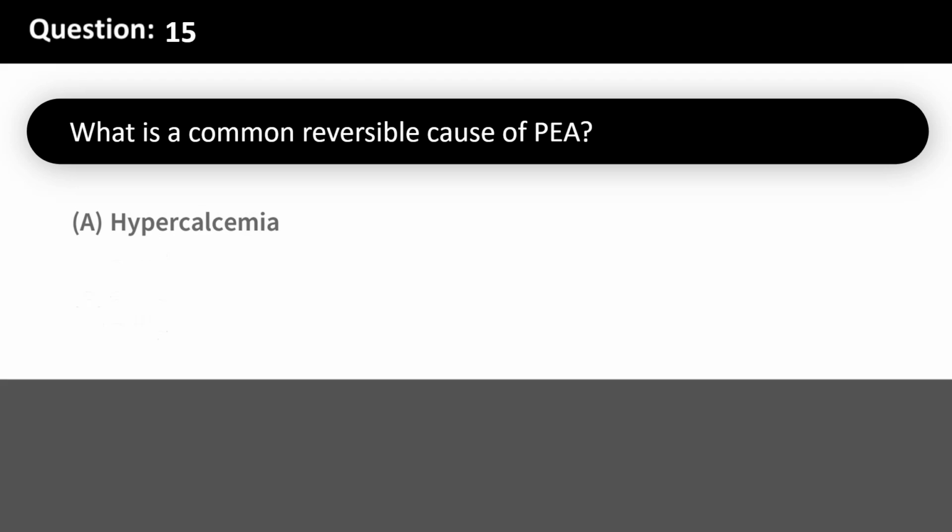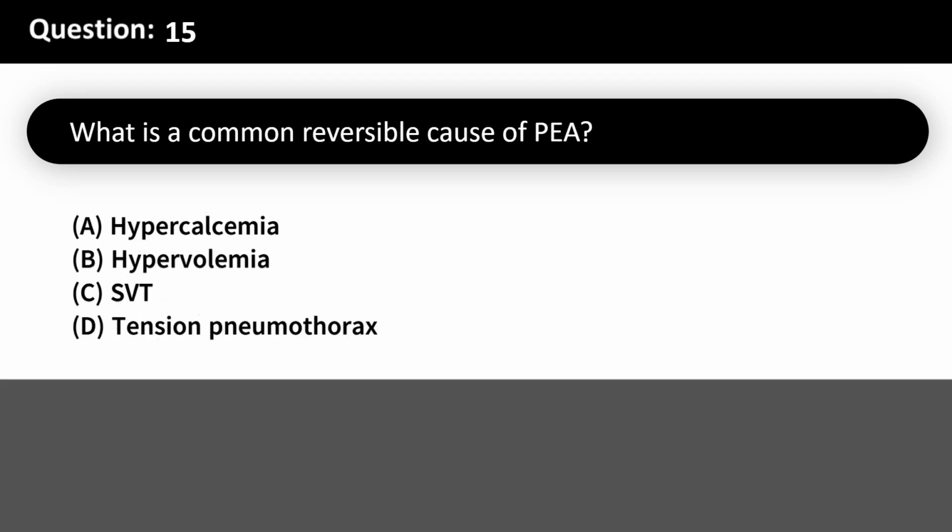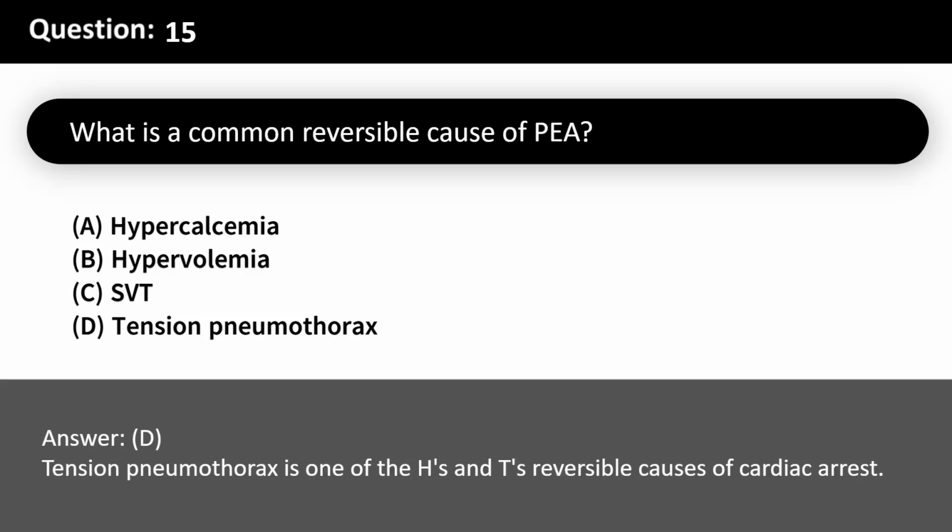What is a common reversible cause of PEA? A. Hypercalcemia. B. Hypervolemia. C. SVT. D. Tension pneumothorax. Answer, D. Tension pneumothorax is one of the H's and T's reversible causes of cardiac arrest.